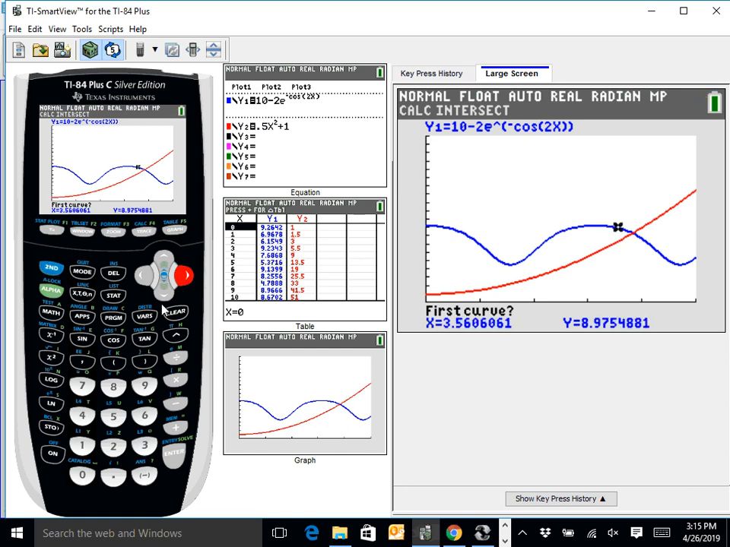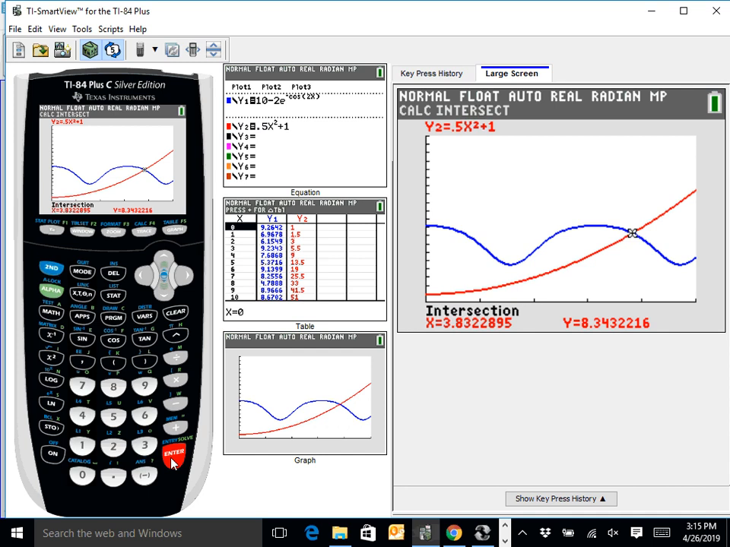And hit enter. I'm going to hit enter one more time, and I need to write down all of these digits. So again, my intersection is at t equals 3.8322895. Right away, I want to store that intersection on my calculator.